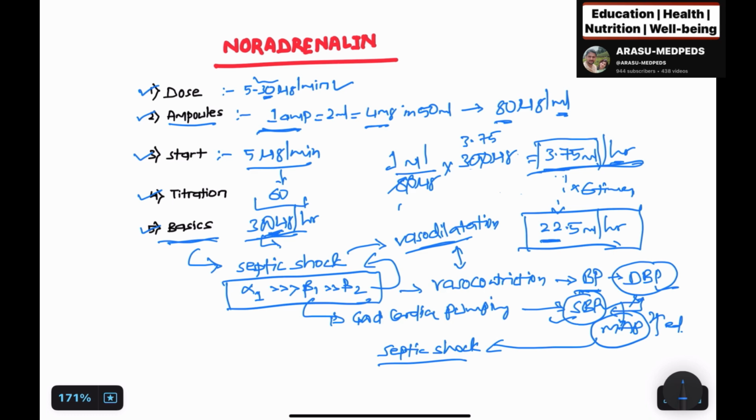But before that, just a small question for all of you. How to calculate mean arterial pressure and what is the recommended minimum level of mean arterial pressure in case of septic shock? So these are two questions if you have watched the video till end.